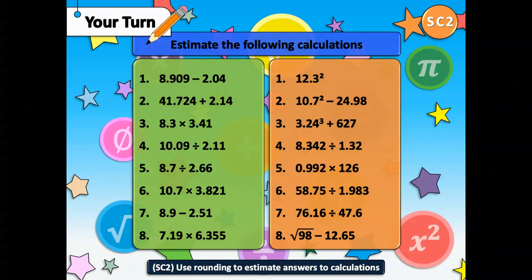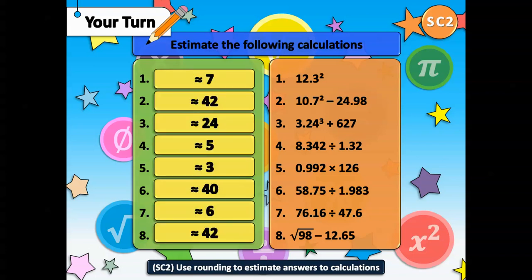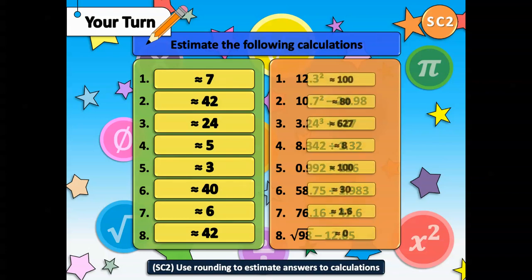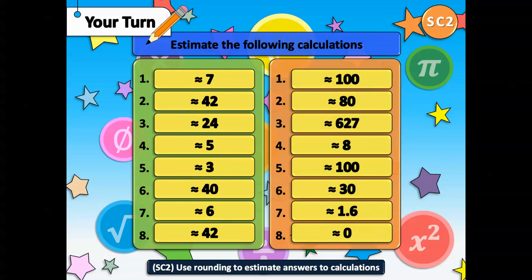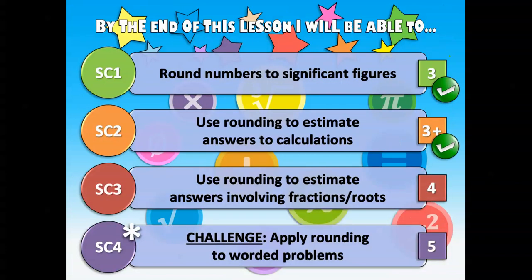Here are some questions for you to have a go at. Pause the video, and when you're ready to mark your work, press play. Here are your answers. So there's your green answers. And there's your amber answers. And now we've completed success criteria 2.